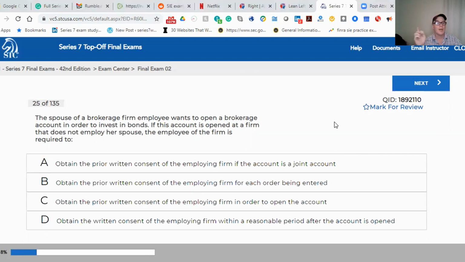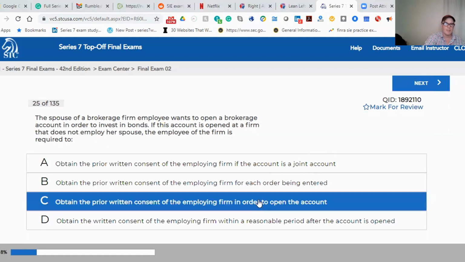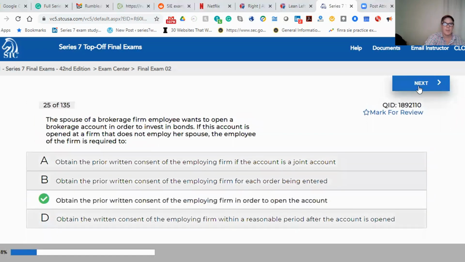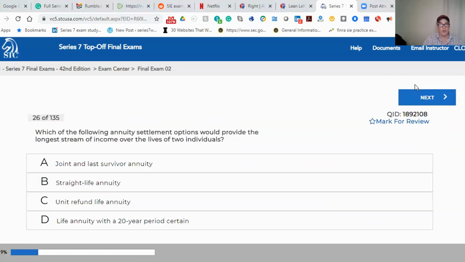That's not a FINRA rule. Obtain the prior written consent of the employing firm in order to open the account. I think that's the answer. Obtain the written consent within a reasonable time? No, you have to get it before. No, you don't have to do it for every order. It's not only if it's a joint account. Your husband or wife opens an account at another firm, they have to get permission ahead of time, but not for every order. Remember that, unless the firm requires that. There are some firms that require that.